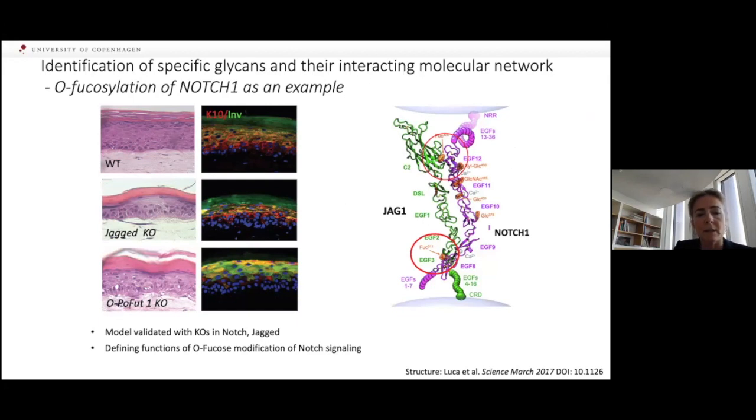Then we said we can use our model. We knocked out POFUT1, for instance, which is the enzyme that adds the fucose on Jagged in order to get Jagged to bind to Notch. Knocking out this enzyme, we saw a lack of spinous layer, as we saw in the Jagged knockout, defining the function of fucose in the modification of Notch signaling.